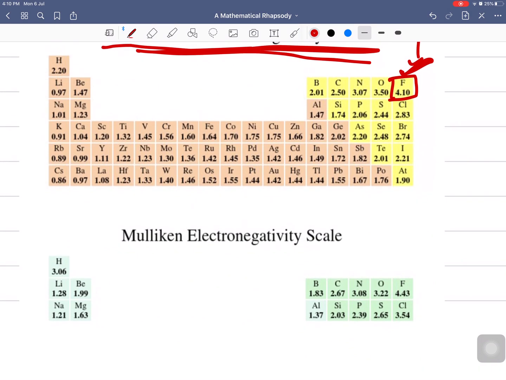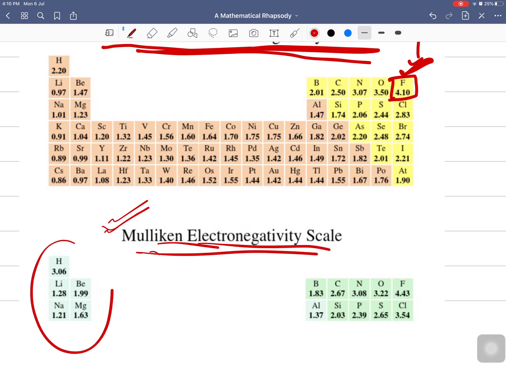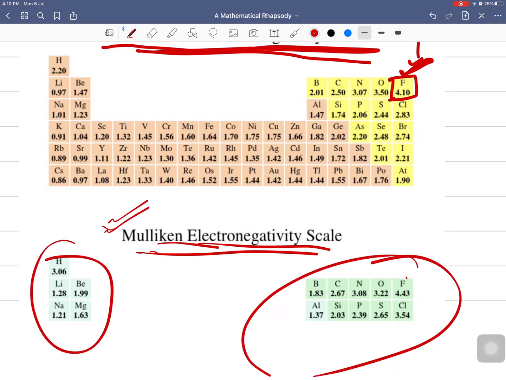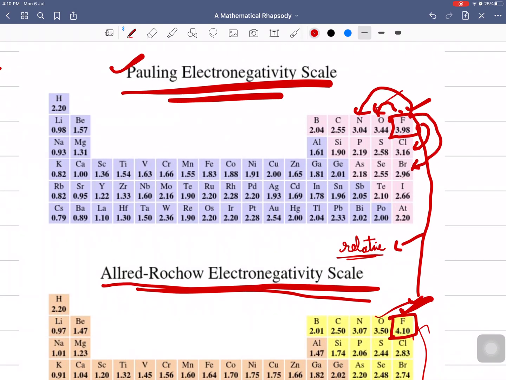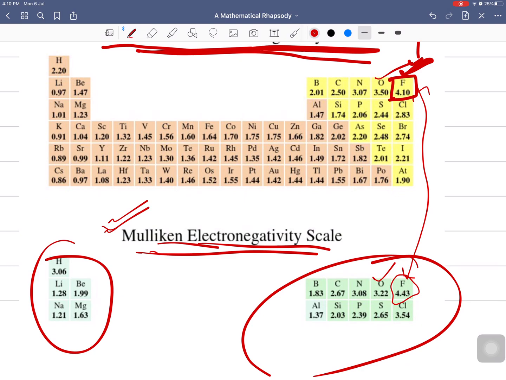Now the last one is the Mulliken electronegativity scale, given by, I think, someone called Mr. Robert. I don't remember his full name, but yes, okay. Now this is another important electronegativity scale which consists only of these elements, not of all. And again you can see the electronegativity difference, not only for fluorine. If you take any atom, if you take oxygen, it differs. 3.44, 3.50, 3.22. Right? As you can see, it differs.